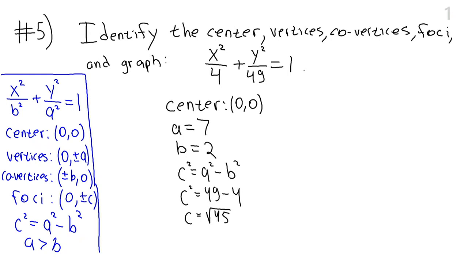And we can simplify this radical. Since 45 is 5 times 9, we can extract the square root of 9 from it. And this is going to be 3 times radical 5. And so from this we can gather the following information about our ellipse.